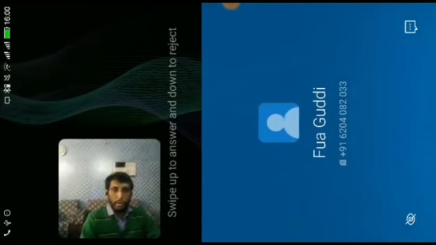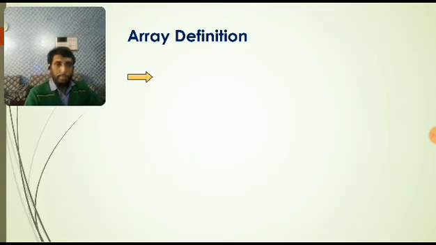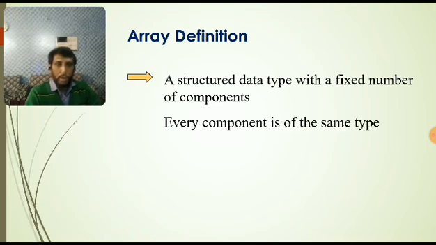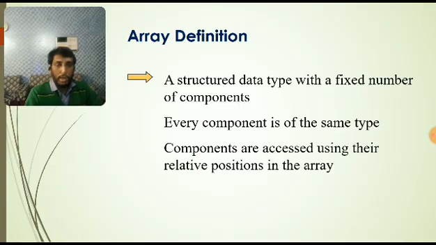can be defined. Okay, so how an array can be defined, I am going to explain to you. Look at the array definition: a structured data type with a fixed number of components. How? A structured data type with a fixed number of components. How? Every component is of the same type. Suppose we are declaring int, then it should be integer type data only.